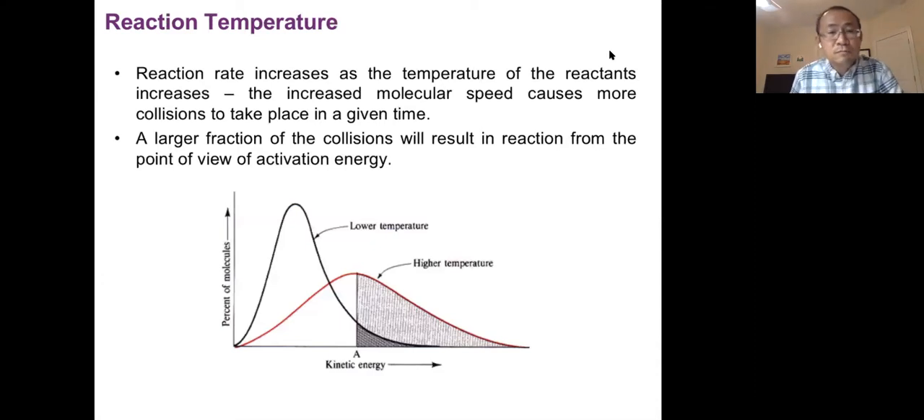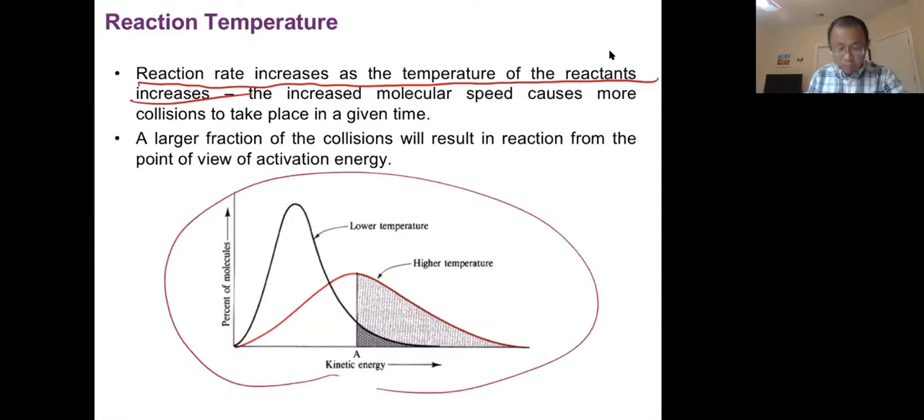Higher temperature, reaction rate is higher. Okay, that's the conclusion. Higher temperature, reaction is higher. Why? Because we know molecules, particles possess kinetic energy. When temperature is higher, speed is faster. Then the kinetic energy is higher. Kinetic energy means higher. It means what? The molecules are moving faster. Molecule moving faster means what? More collision. More collision, more reaction. So higher temperature, higher reaction rate.